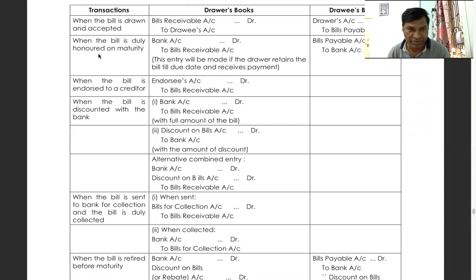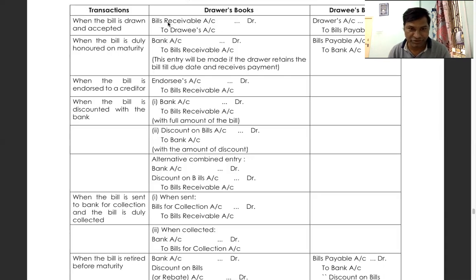When the bill is duly honored on maturity, bank account debit to bill receivable account. Honored means it is paid, the amount is paid. In the books of drawer, bank account debit to bill receivable account. In the books of drawee, bill payable account debit to bank account. Here it is bank to bill receivable, here it is bill payable to bank. For the drawee, bill payable; for the drawer, it is bill receivable.